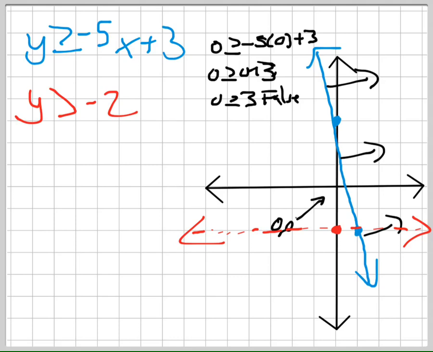So then I figure out which side of this to shade. Remember, this is y greater than negative 2. I want all the y-coordinates greater than negative 2. That's going to be like negative 1, 0, 1, 2. All the ones on that side.